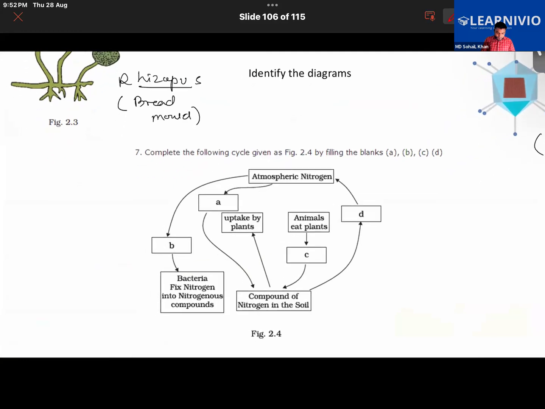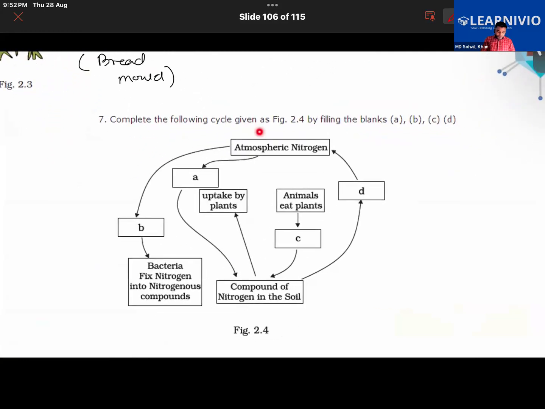You have to complete the following cycle given in the figure. These are the blanks here. Look at the blanks A, B, C, and D. All of you try to answer this. What should be there in the blank A? Atmospheric nitrogen is being converted into compounds of nitrogen in the soil.